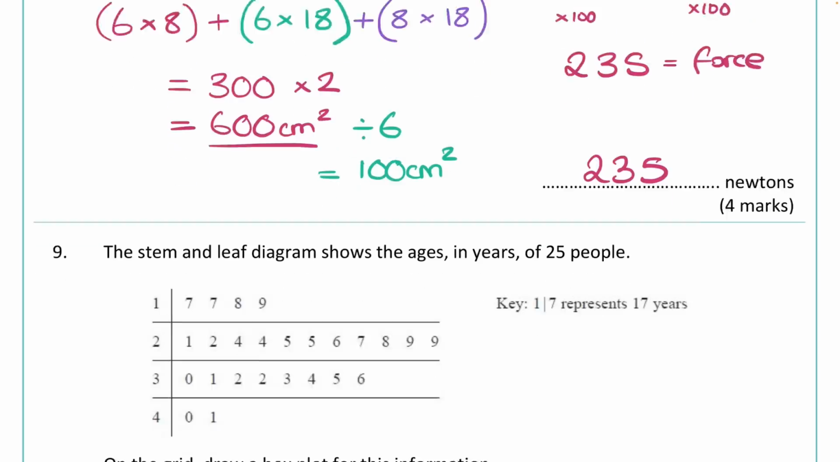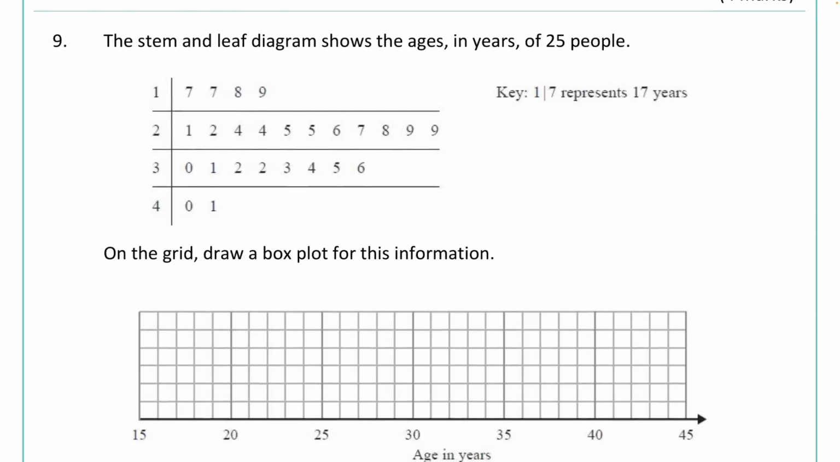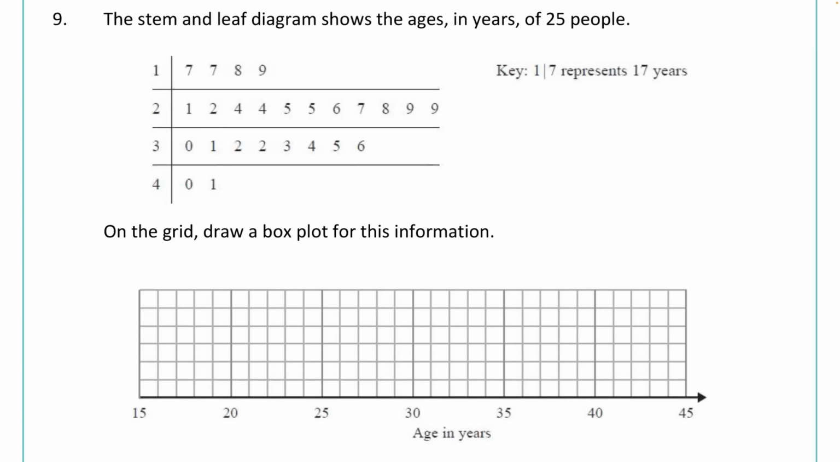Okay, so on to our next question. Now for this one we have a stem and leaf diagram and it says on the grid, draw a box plot for this information. So when we have this sort of information in a stem and leaf or otherwise, I always tend to plot the smallest and the biggest first. So here we can see the smallest value is 17. Check the scale really carefully. But there we go, 17 is just there, it goes up in ones. And then this number here, 41, is our largest number. I'm going to draw that one in as well.